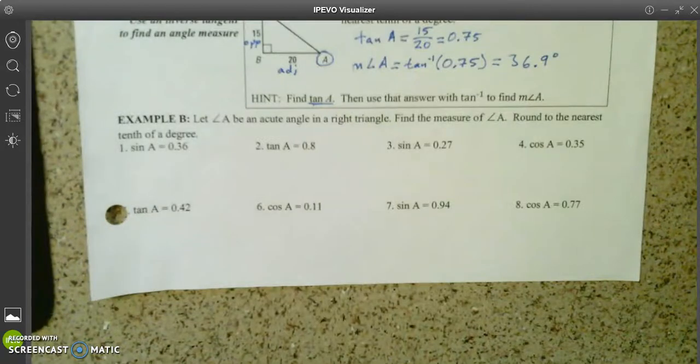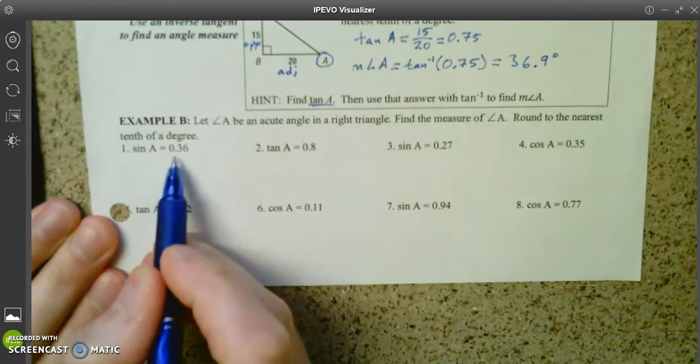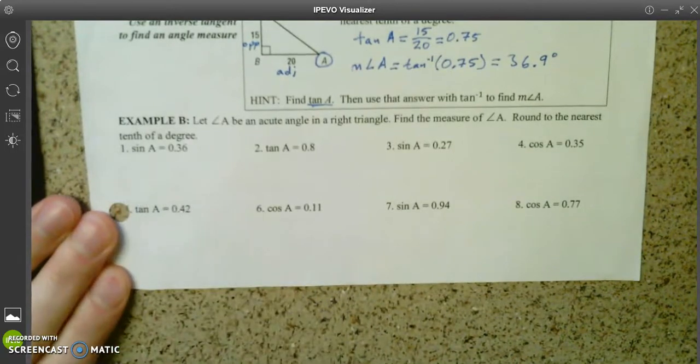Hi, so working through example set B, let angle A be an acute angle in a right triangle. Find the measurement of angle A and round to the nearest tenth of a degree. So here, for example, it gives us sine of A is equal to 0.36. To find out what A is, in this case we want to use inverse sine.